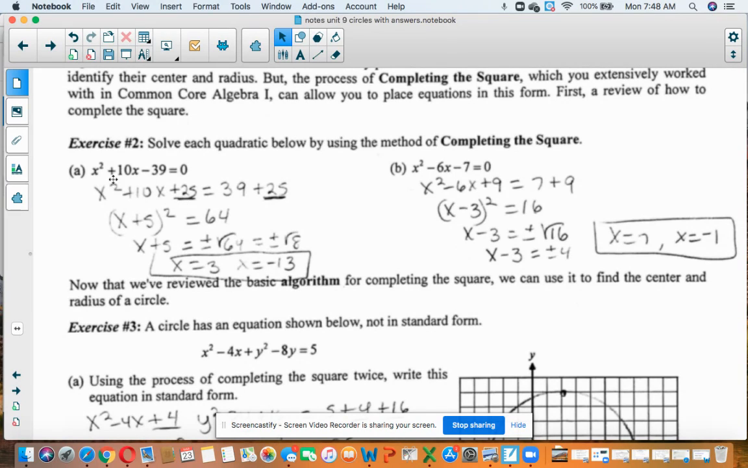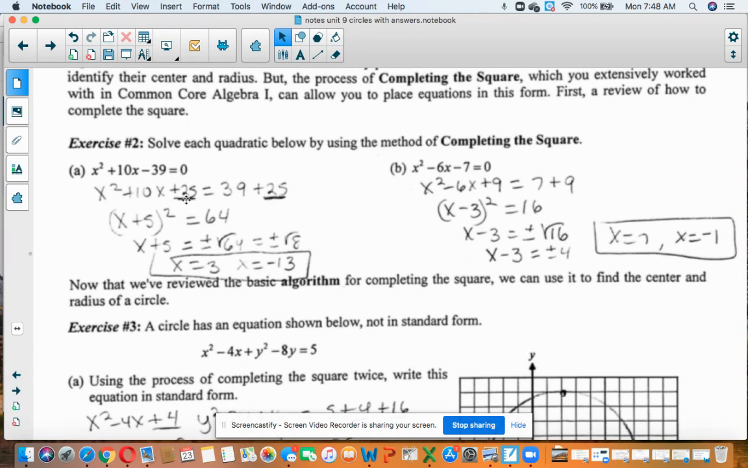So I'll do that first one with you. Basically, to complete the square, I take this negative 39 and I move it over to the right, and it becomes positive 39. Then I have x squared plus 10x on the left. This is considered my b term. I take half of that, half of 10 is 5, and I square it. 5 squared is 25. That's what I add on.